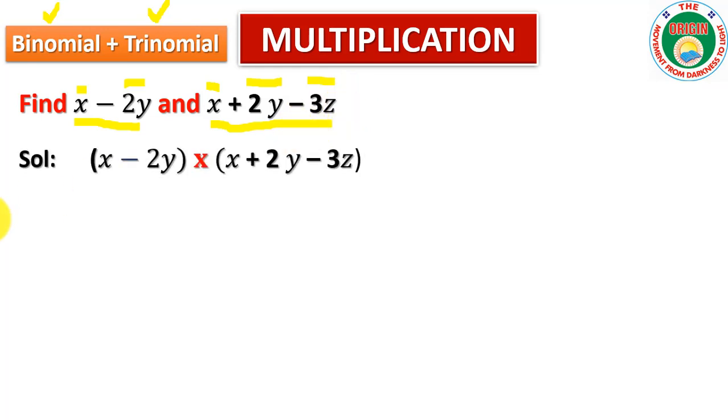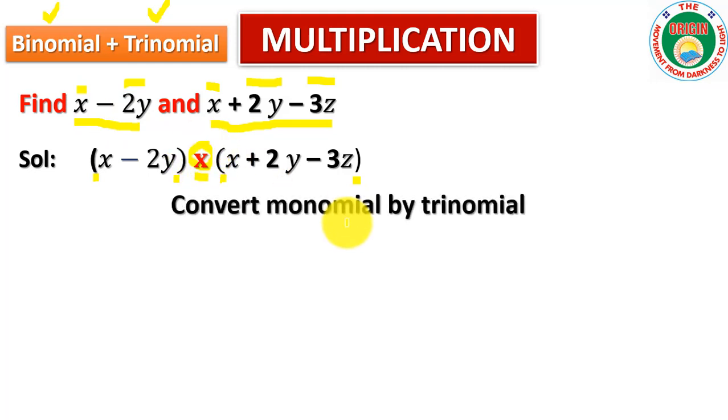Solution. First write down the given expressions in brackets, with the multiplication between them and the second expression in brackets. This is the first step. Mention the brackets of the given expressions and multiply. Convert the first expression into monomial by trinomial. Here it is binomial by trinomial, so convert this expression first into monomial by trinomial.